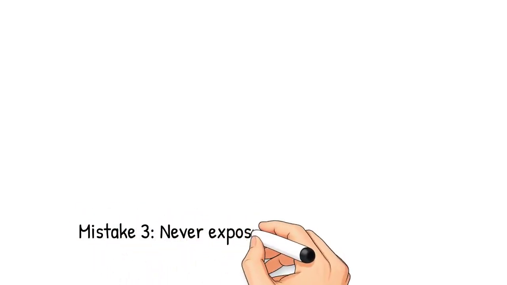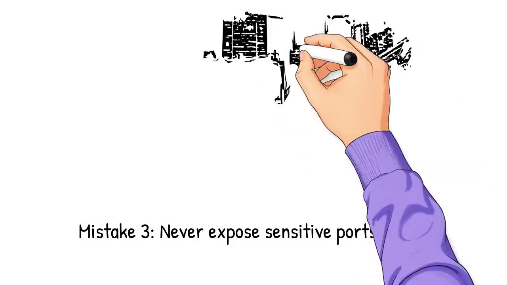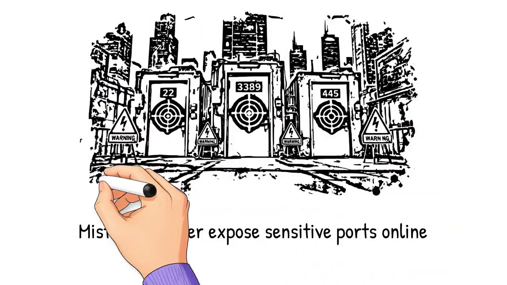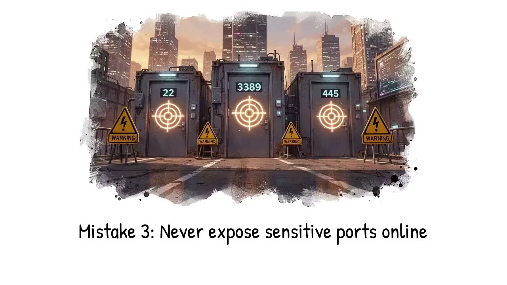Mistake 3. Exposing sensitive ports to the internet. Ports like 22, SSH, 3389, RDP, and 445, SMB, should never be exposed publicly because they are prime targets for attacks.